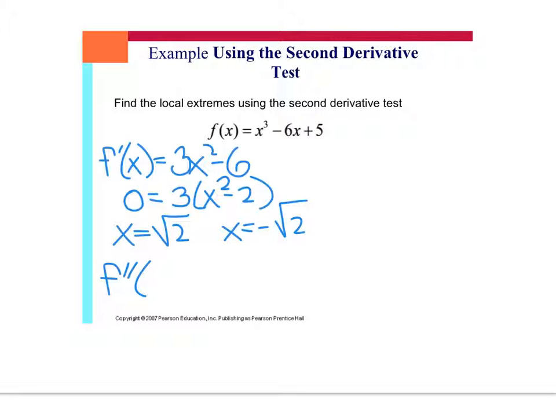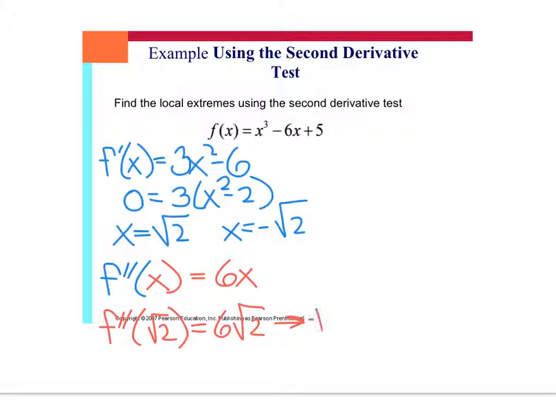So the second derivative here is, I'm sorry, the second derivative of x, there we go. Second derivative of x is going to be 6x. So the second derivative, when I substitute the critical point radical 2, I get 6 radical 2, which is a positive value. And then if I substitute the other critical point into the second derivative, I get negative 6 radical 2, which of course is a negative value.